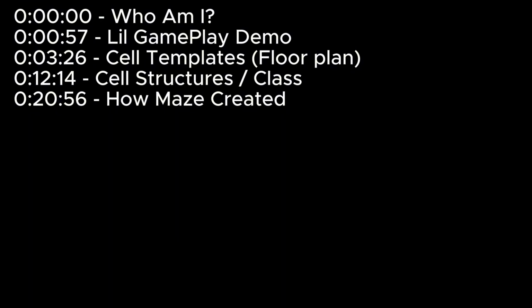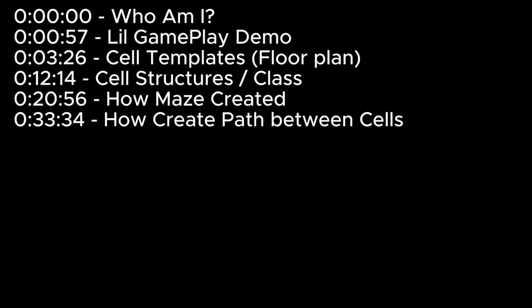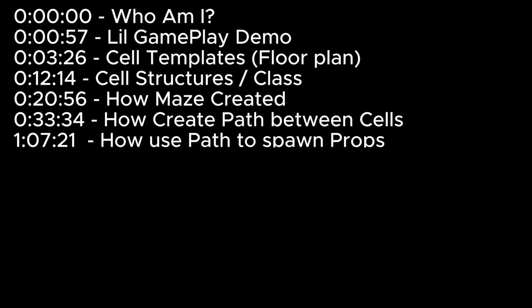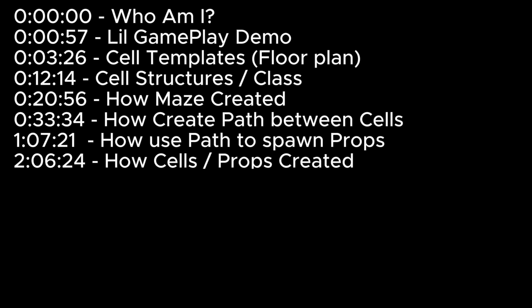While creating the maze, I also lay out how I make this path, so basically just making sure every single cell is accessible. This path is then used to actually spawn props randomly. So just making sure, even if we're spawning a big prop, that there'll be space for the player to get through the door. Finally, how the cells are actually instantiated and the props are instantiated, rotated, and moved within the world.